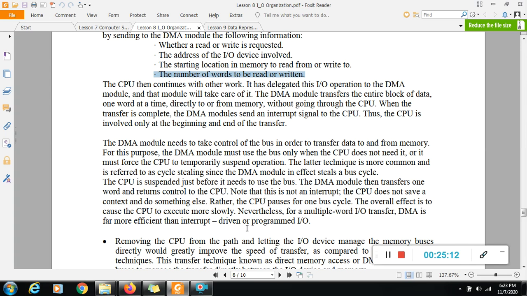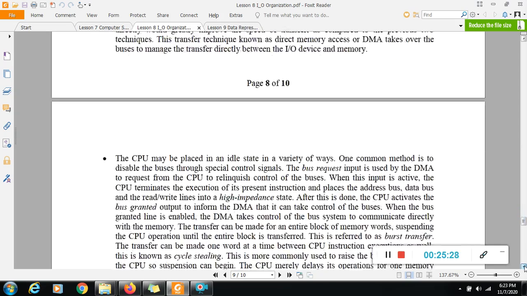The overall effect is to cause the CPU to execute more slowly. Yes, it does execute more slowly, but with no interrupt, it is faster. So the DMA is more efficient than both the other two techniques.